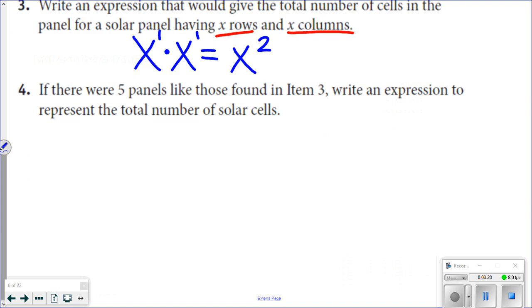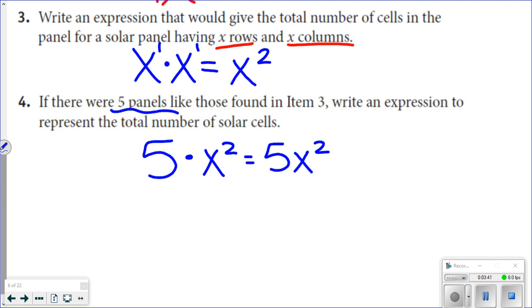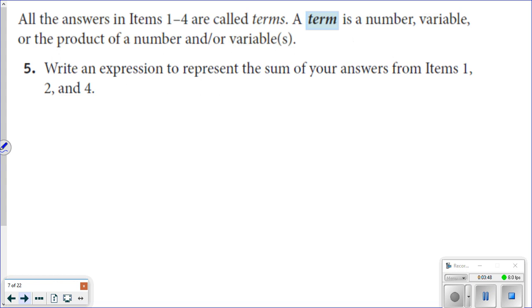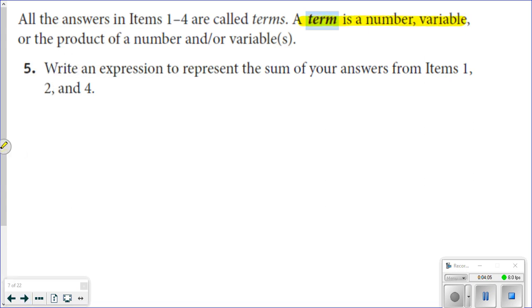Number 4, if there were 5 panels like those found in question 3, write an expression to represent the total number of cells. So it would be 5 times x squared, which is 5x squared. All of the answers from questions 1 through 4 are called terms. So a term, you've been using terms all along, you just didn't know the name of it. So a term is a number, a variable, or the product of a number and/or variables.